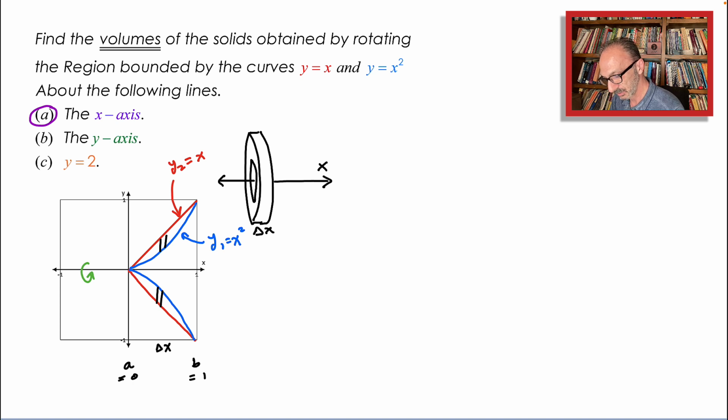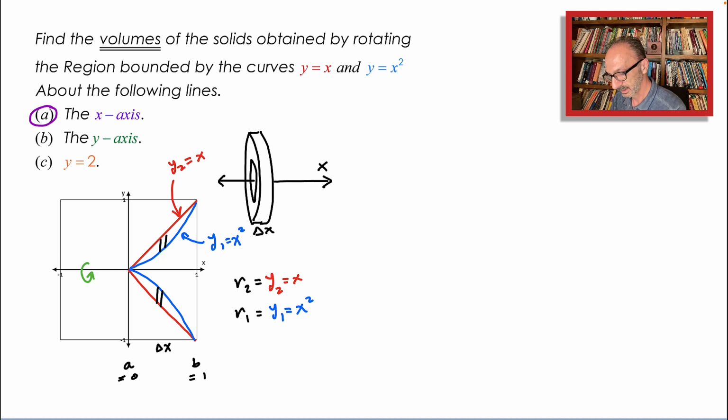So r2 is y2, which is x. And that's this portion right here. That's my y2. Now r1 equals y1, and that is x squared. And that is r1. This is r1.